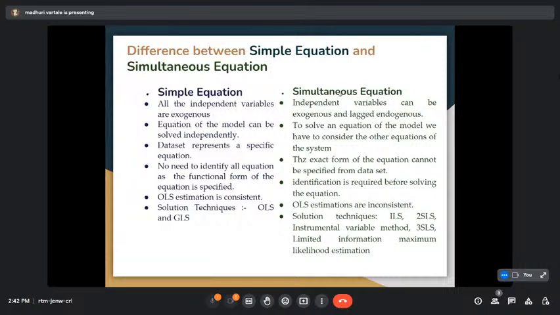So this is very important: in the SET NET examination, questions can arise like that. When a simultaneous equation is given, whether the results are consistent, inconsistent, biased, etc.